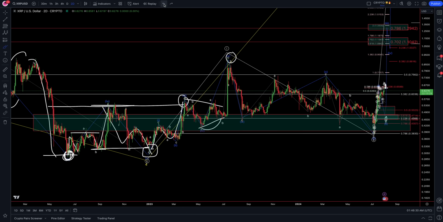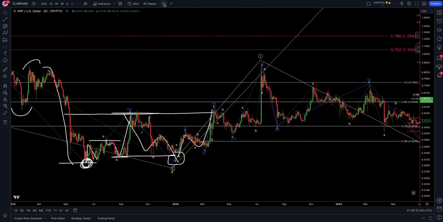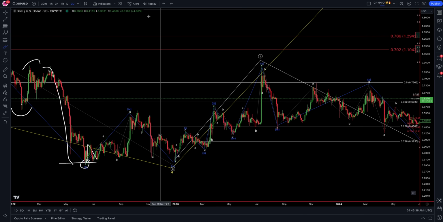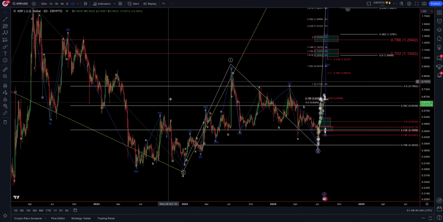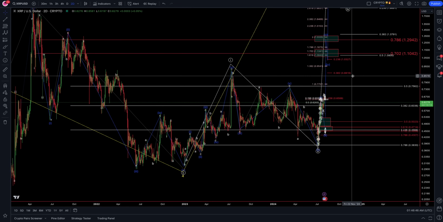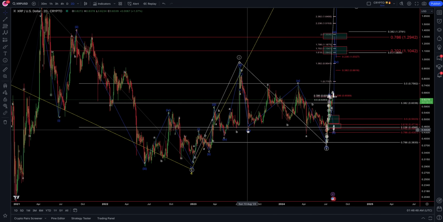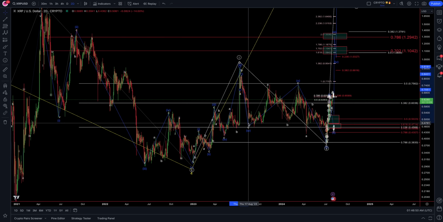We are above the 21 and 50-day moving average, and we do have a little bit over 2 years of accumulation at the lows. Okay, almost 2 years of accumulation. Okay, and we also have confluence with the Elliott wave count.